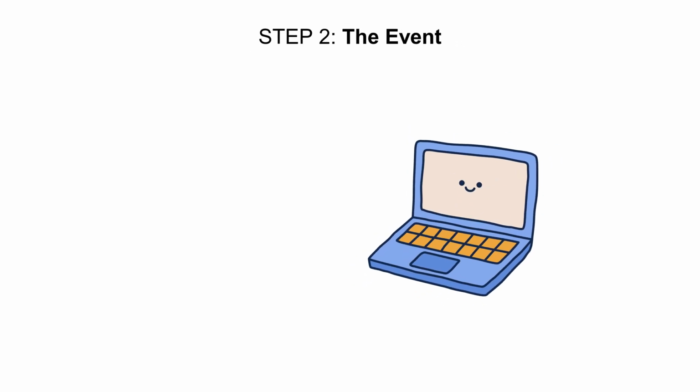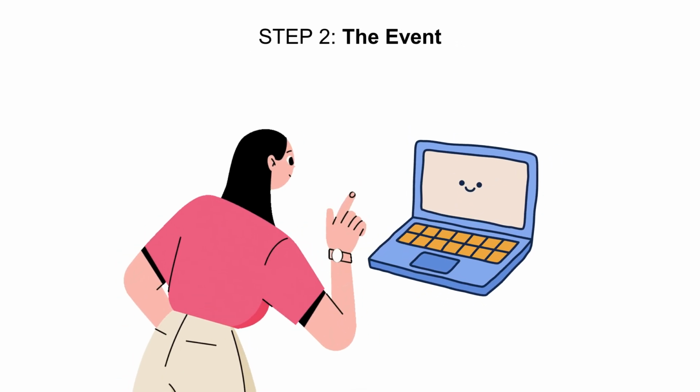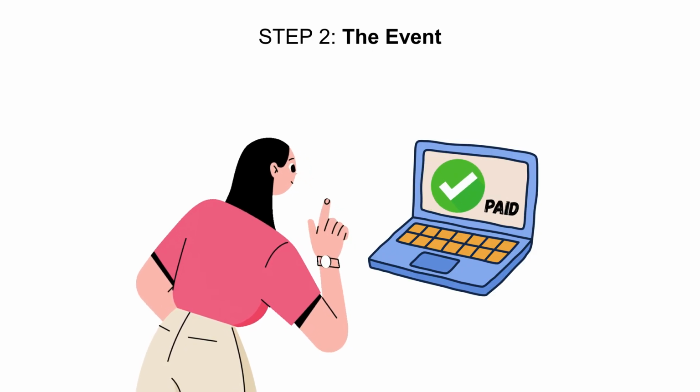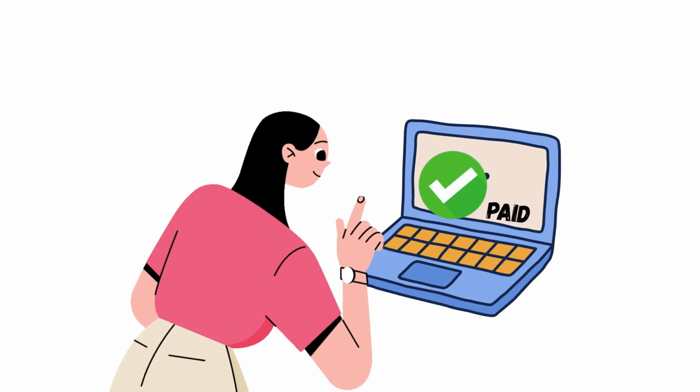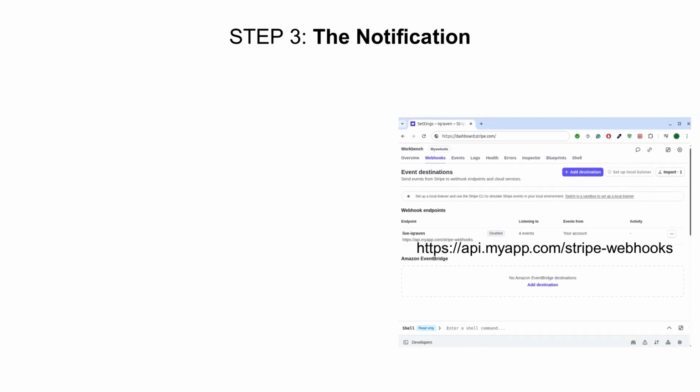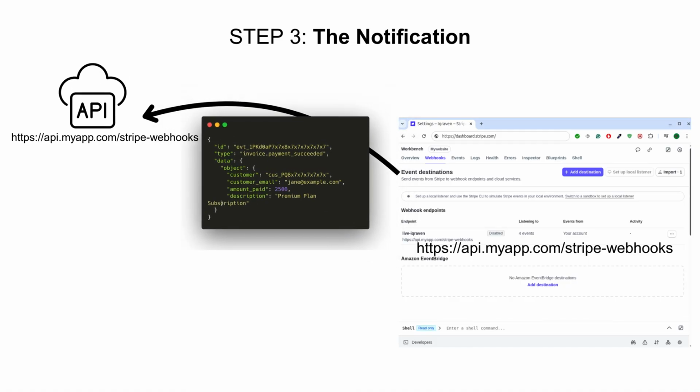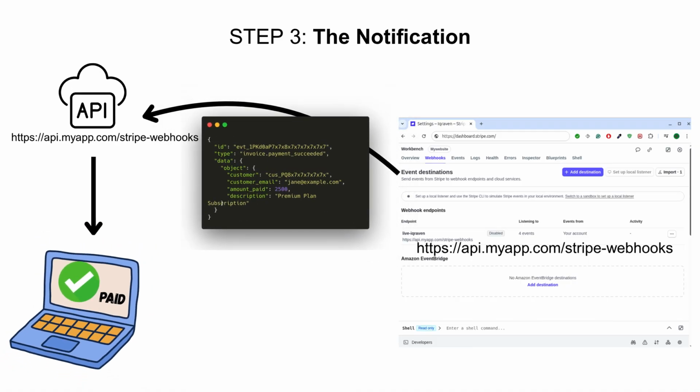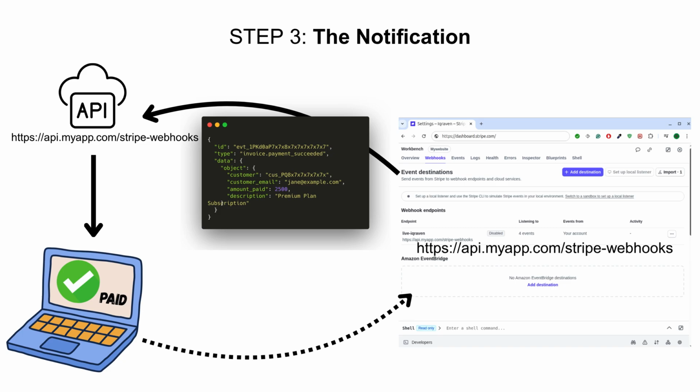Step 2. The event. Now, out in the real world, something important happens. A customer, let's say Jane, successfully pays her monthly invoice for your service. Step 3, the notification. Stripe now acts as an HTTP client. It immediately sends a POST request to that URL you provided. The body of this request contains a JSON payload with all the juicy details about what just happened: Jane's customer ID, the amount she paid, the invoice ID, everything.